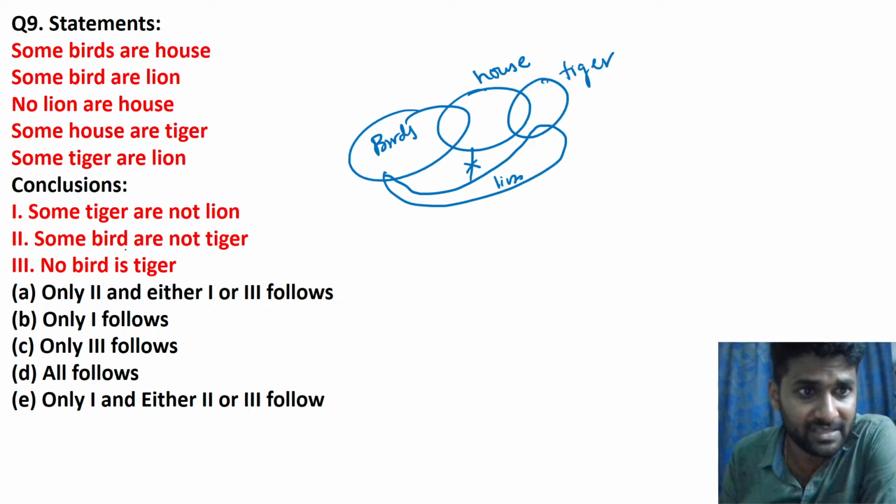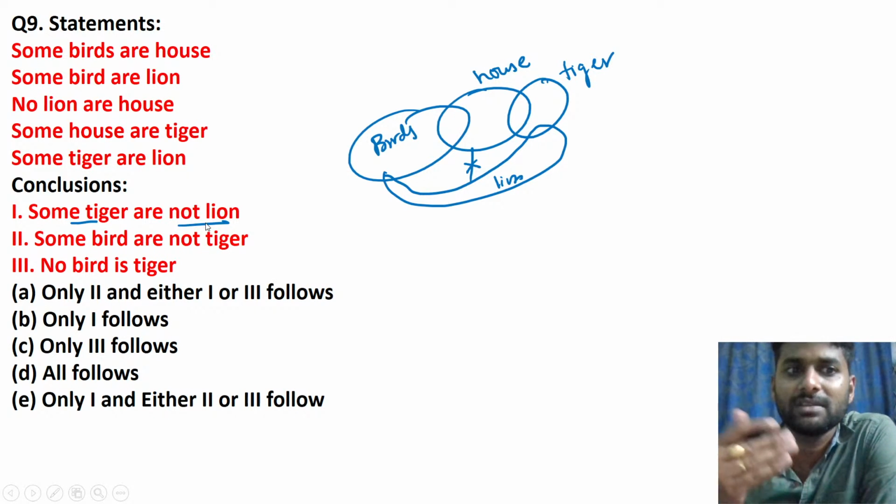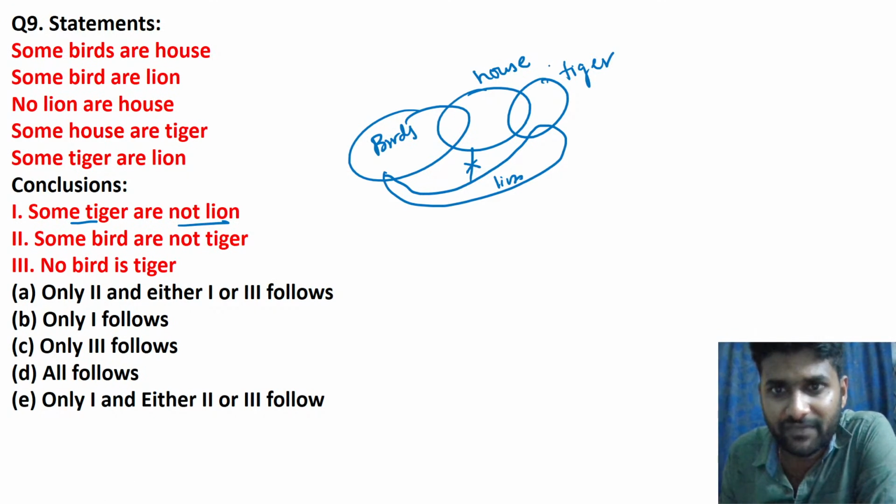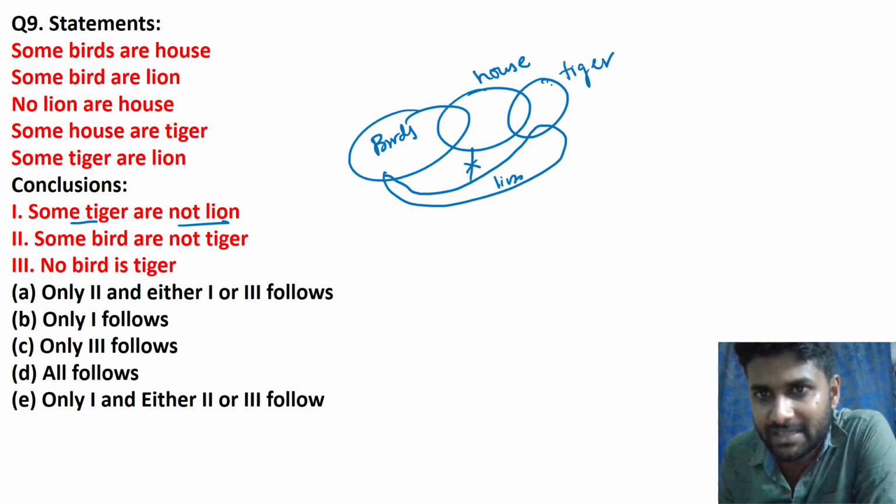How can we verify? See, some tigers are not line. The conclusion said that some of the tigers are not in line. Just verify whether it is right or wrong. You already know that for any "some not" conclusion, we are verifying in this way.